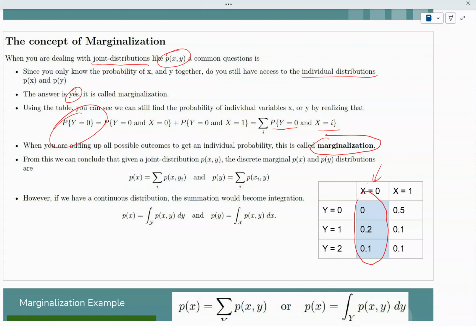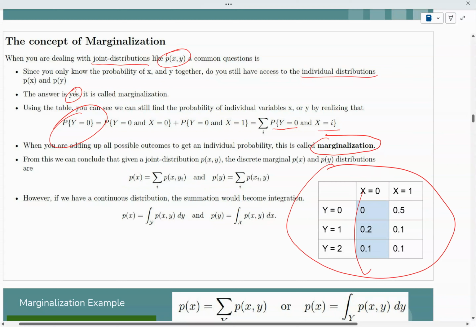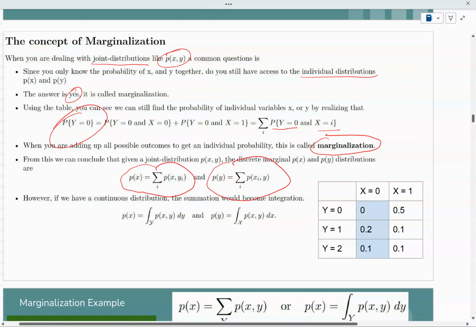So marginalization, if you look at it visually, makes a lot of sense. What is the probability x equals 0? Well, you just add up all the possibilities. But you need to then convert this concept into mathematics, where the equation requires you to add up the other variables. Of course, this is discrete.